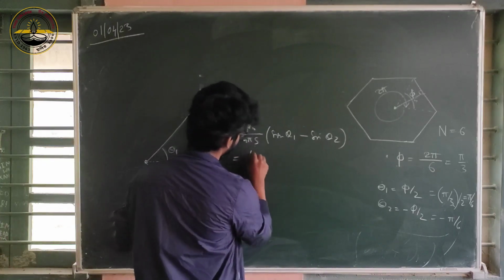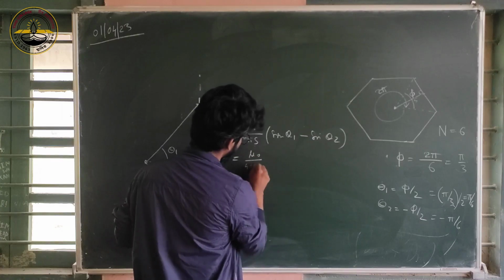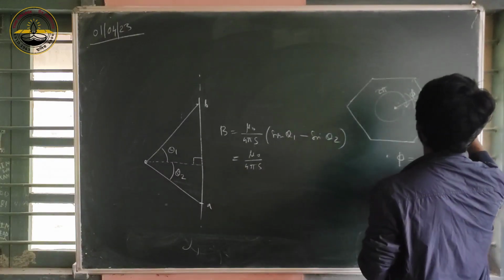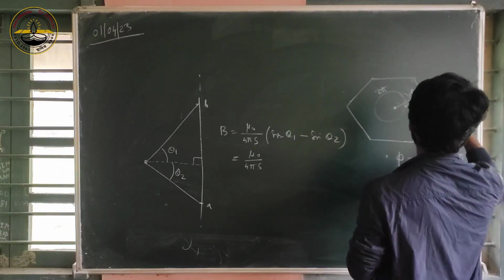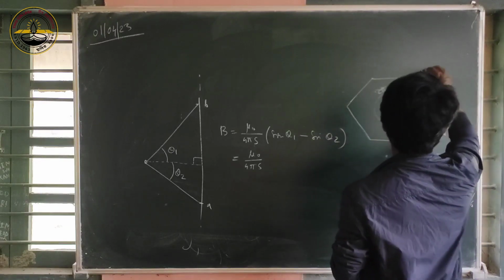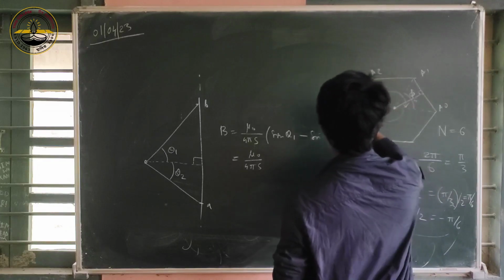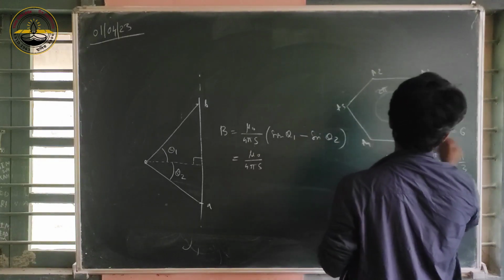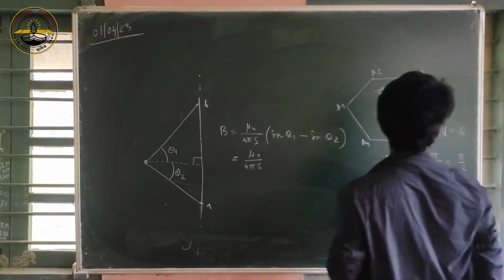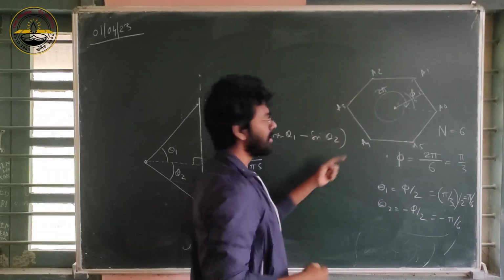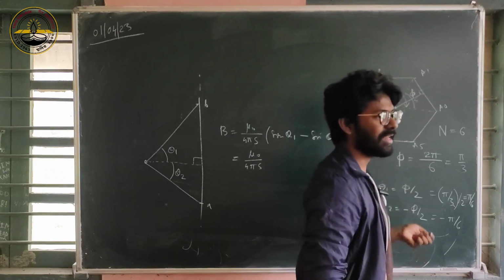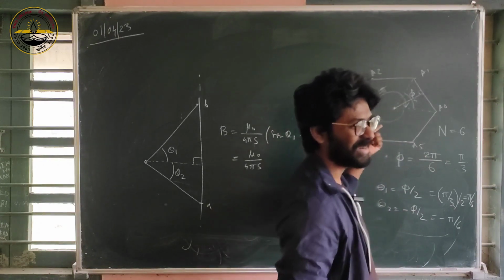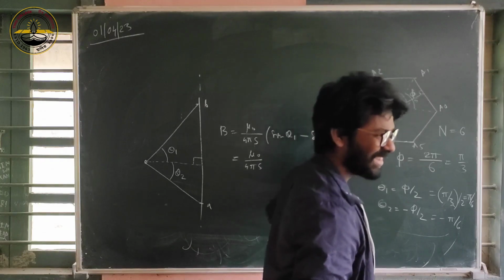Anyway, so mu naught by 4 pi s. This is for just one side, let's say. Okay, so let's call this, let's say A0, A1, A2, A3, A4, A5. Just a useful notation. You could say A, B, C, D, E, but then when we have more than 26 sides, then you run out of letters.